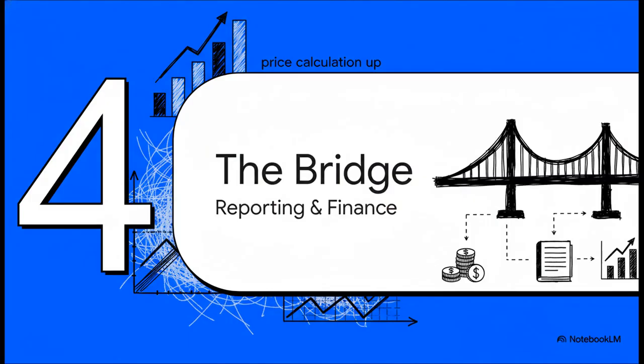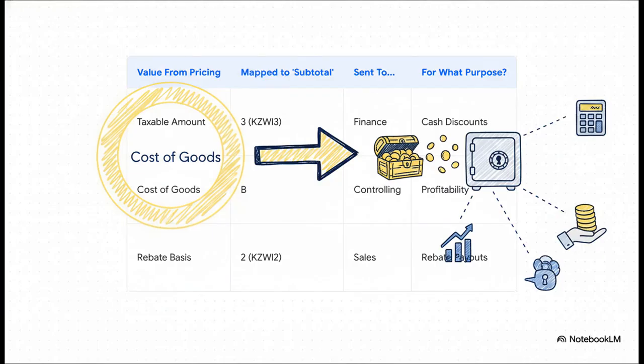So the price has been perfectly calculated. Now what? Where does all that amazing information go? Well, this last section is all about the bridge that connects our pricing engine to the rest of the business, specifically to the accountants and the business analysts. Here's a secret that a lot of people miss. Most of the values in the pricing engine are temporary. They're just there to help calculate the final price, and then, poof, they're gone.